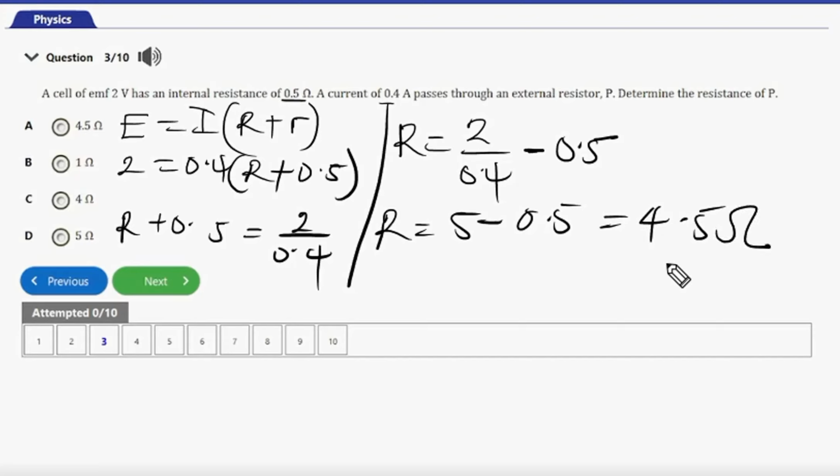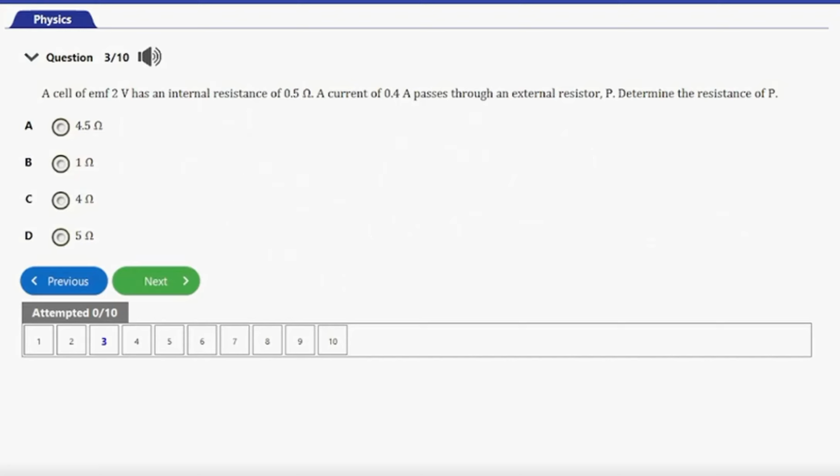So R is equal to 4.5 ohms, and that's option A here, guys. So that's the answer to this question. Let's go ahead and consider the next question, guys.